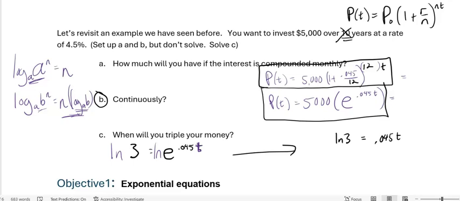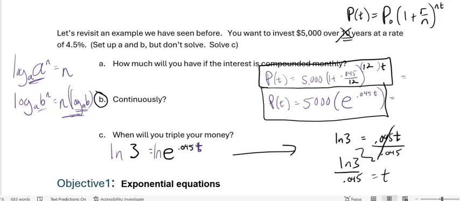Okay, so this is actually now a linear equation, right? I have some number times t. That's linear. The slope of this equation is 0.045. It just happens to be equal to the natural log of some number, but that is just a constant. So what are my steps in algebra? Divide by 0.045. That gives me t by itself. And this is what I mean by exact answer.